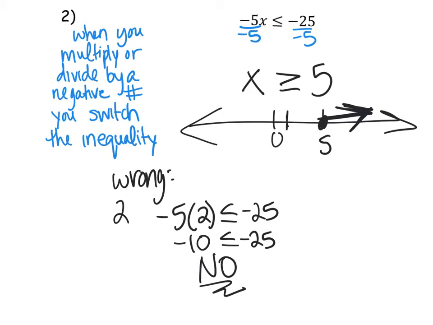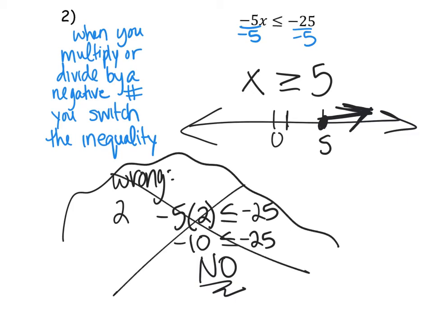Okay, no, -10 is not less than -25. So you have to remember to flip your inequalities. If you don't flip your inequalities, then your answer will be wrong. Your shading will be wrong. And when you plug it back into your original equation, it won't work. You won't get a true statement. Like here, this wrong part, this is all because I forgot to flip the inequality. So make sure that you flip the inequality.